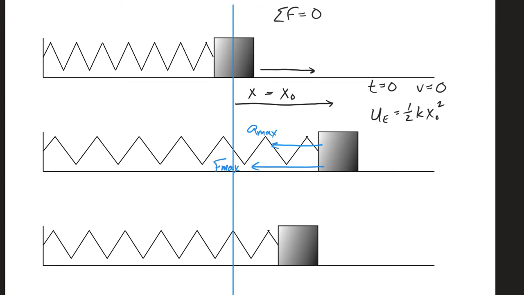Now, we release the system, go to the next point. The next point here is t is something greater than 0. We're a little time away from the start. The system has been accelerating for a little bit, but the displacement is now less than the amplitude.